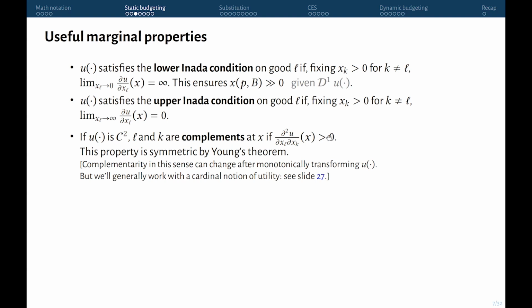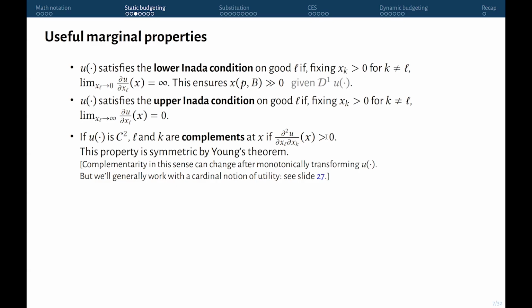So this second derivative, for it to be defined in the first place, you need the utility function to be twice differentiable. But what Young's theorem tells us is that if that second derivative is also continuous, then you've got this nice symmetric notion of complementarity.